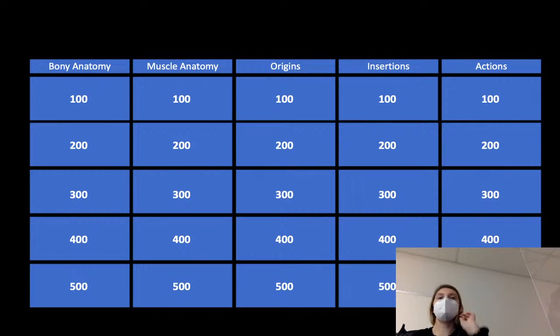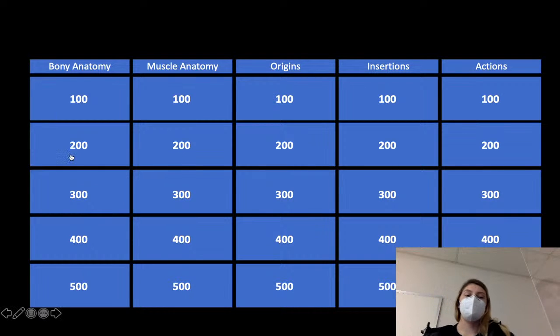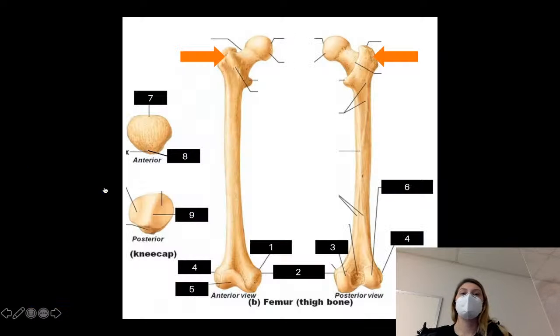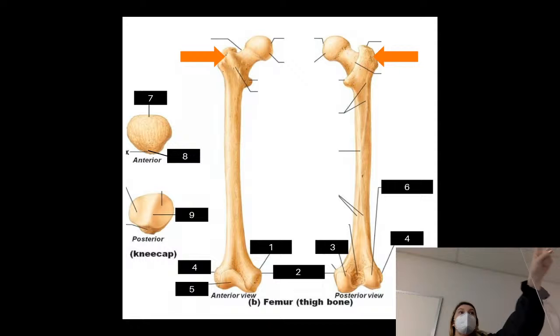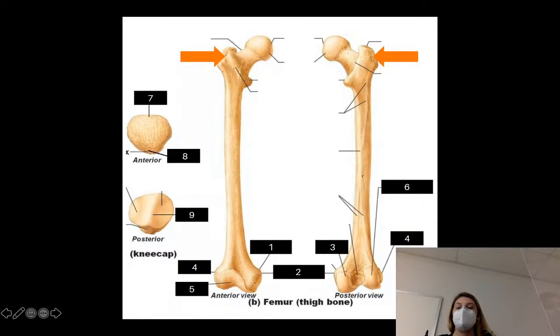What would you like first? Your group. Bony anatomy for 300. Okay, what is the orange arrow pointing to? Greater trochanter. Correct. Sorry, it's going to take me a second because I'm doing it on 2 computers. Greater trochanter. So make sure you keep track of your points this time, as we know previous groups did not. So that was 300.